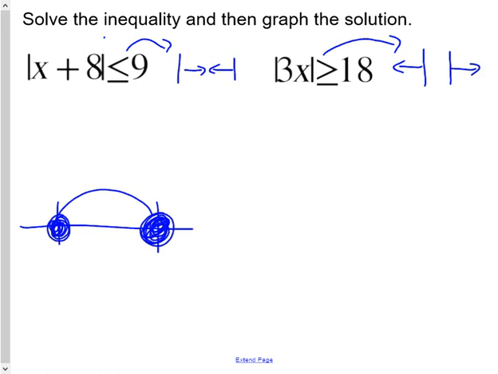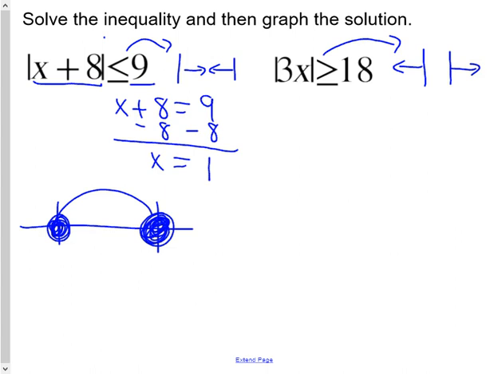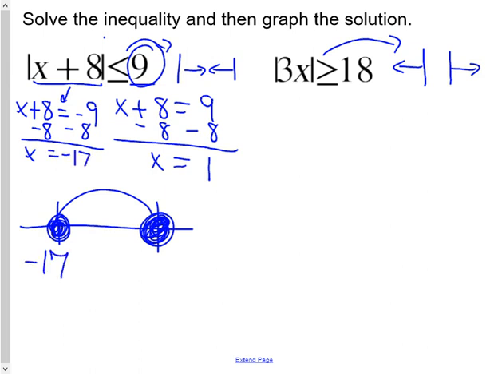What point is that? So, again, take the inside equal to the outside. X plus 8 equals 9. We're going to solve that. Minus 8, minus 8, x equals 1. And then we need the other point. Set it equal to the negative. X plus 8 stays the same. The outside will flip. Equals -9 minus 8, and we get x equals -17. So the point is -17 and 1.